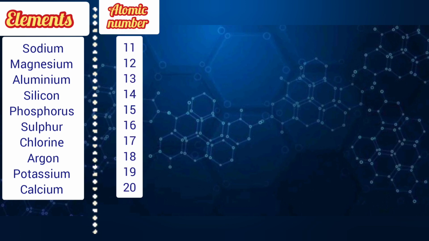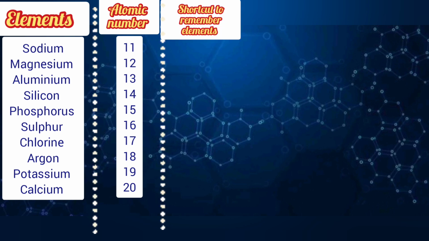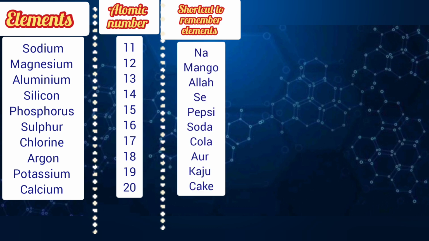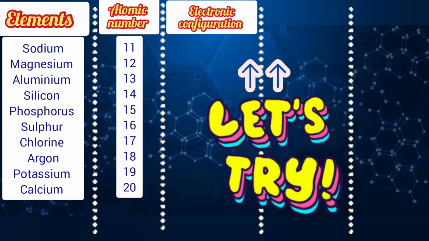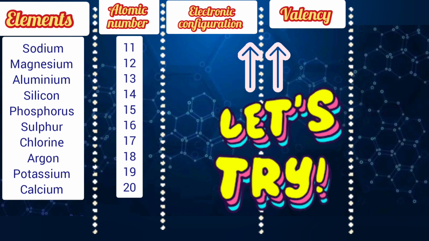Easier. Now again, I would give you for practice the next 10 elements, which are from sodium to calcium. I've written all the atomic numbers starting from 11 to 20 and all the names of the elements are also shown. I've already made a video on the shortcut to memorize these 10 elements. If you don't know, then it is Na Mango Allah Se, Pepsi Soda Cola or Kaju Cake. So please memorize this shortcut. So these are the next 10 elements. I hope you can write the electronic configuration on your own and also find out their valencies.